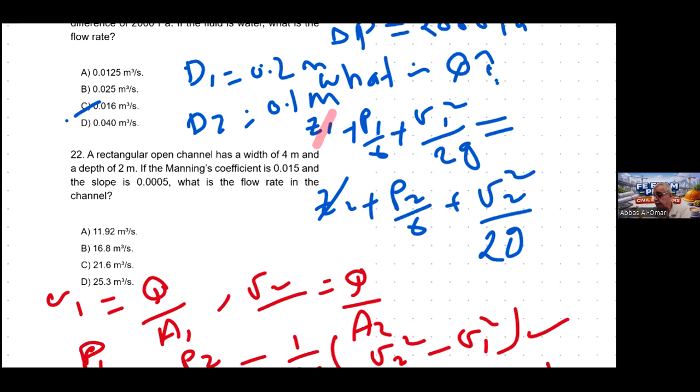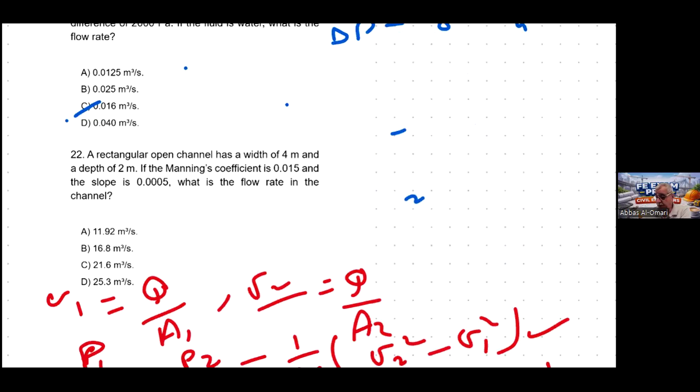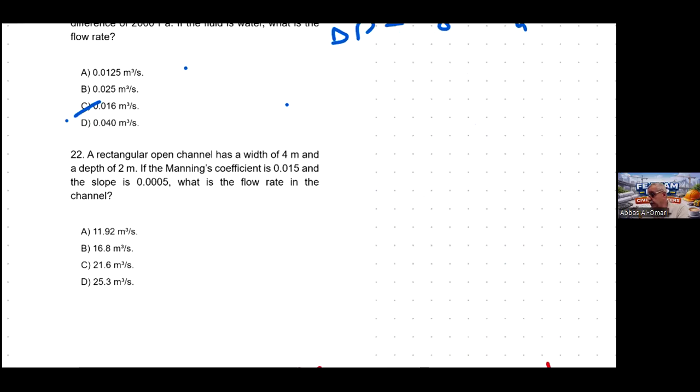Okay, the next question is an open channel question. So we have an open channel with a rectangular cross-section. This is the rectangular cross-section. B, the width, equals 4 meters.